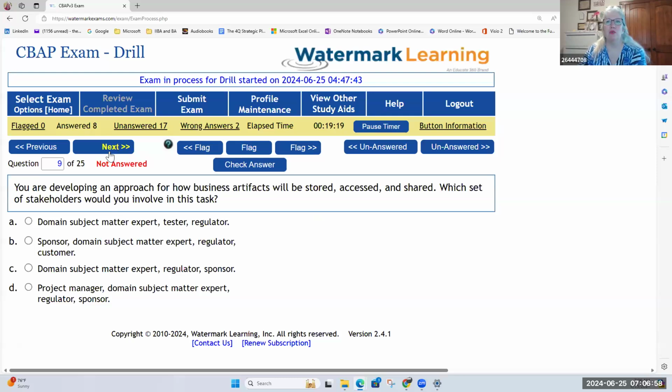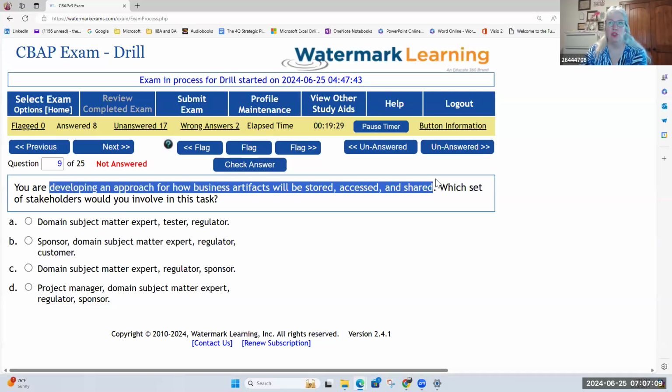You're developing an approach for how business artifacts will be stored, accessed, and shared. Which set of stakeholders would you involve in this task? Now, developing the approach on how it will be stored, accessed, and shared, this is the definition of one of your tasks, and that task has a list of stakeholders. Are they the domain subject matter expert, the tester, and the regulator? The sponsor, the domain subject matter expert, the regulator, and the customer? The domain subject matter expert, regulator, sponsor, or the project manager, domain subject matter expert, regulator, and sponsor? So regulator is in all of these. Sponsor is in the last two. Domain subject matter expert is in all of these.